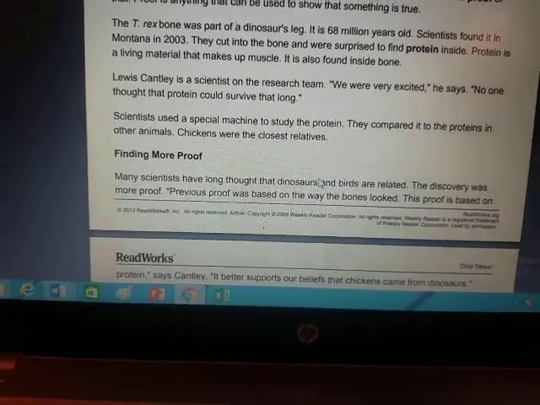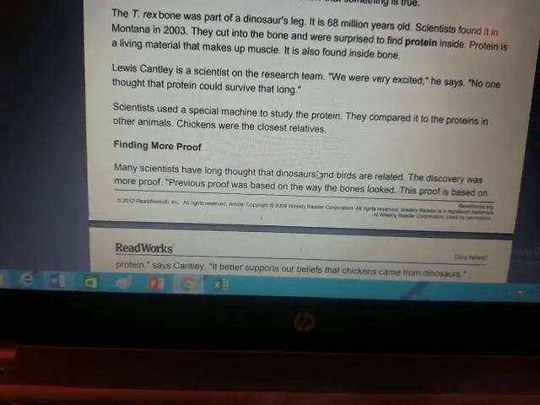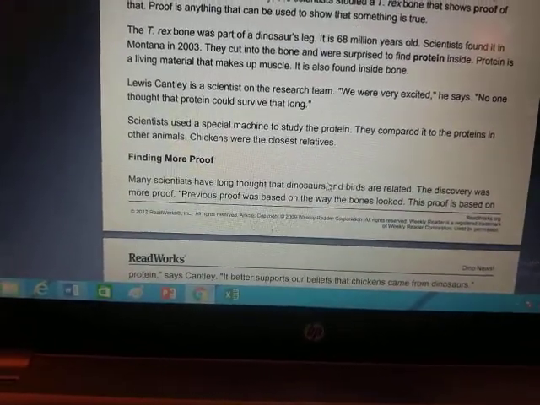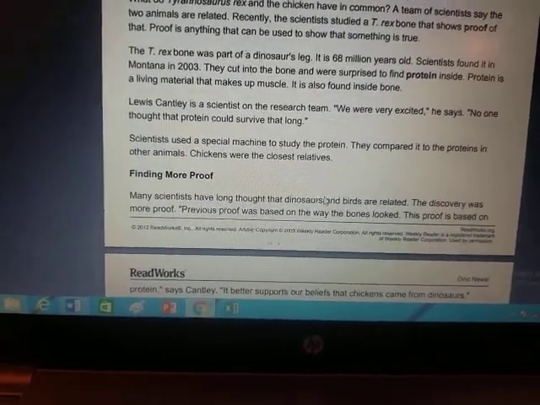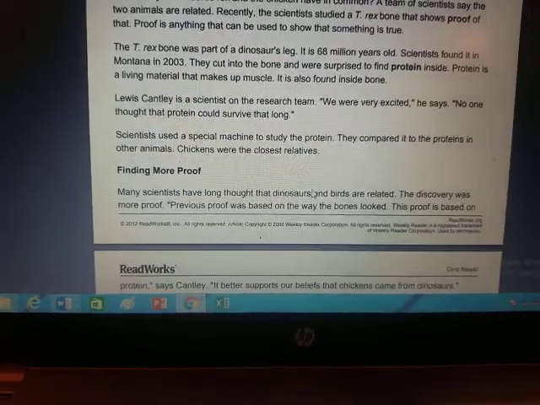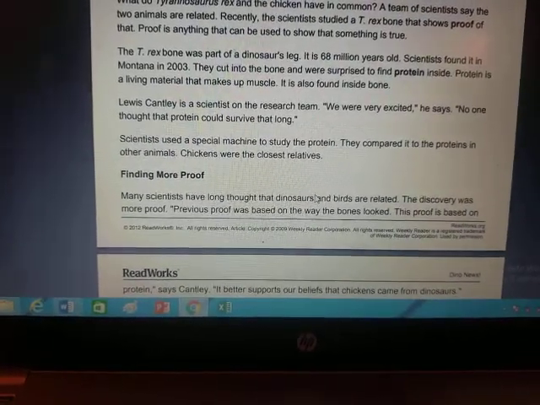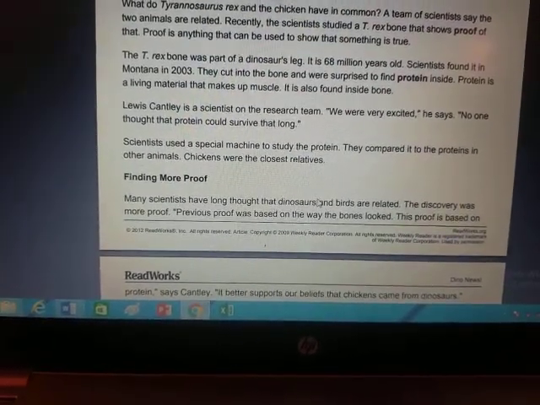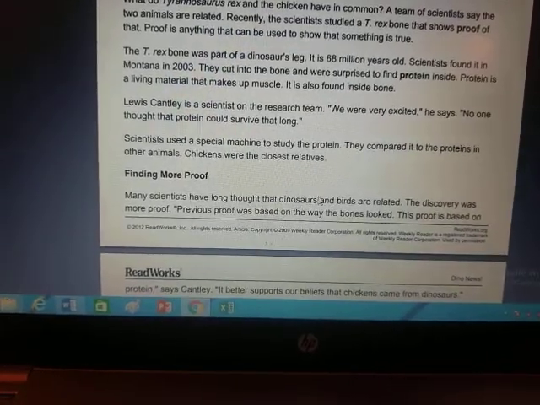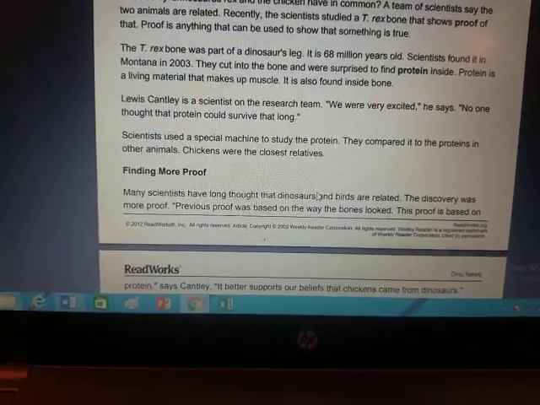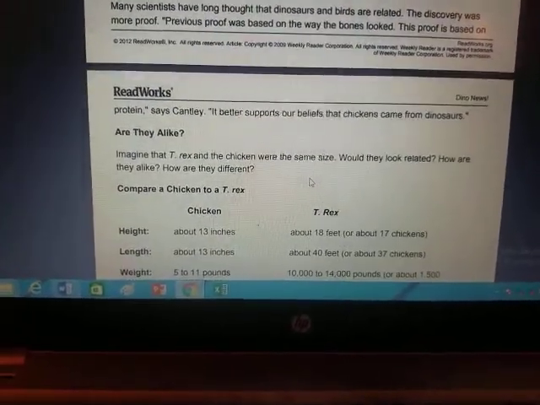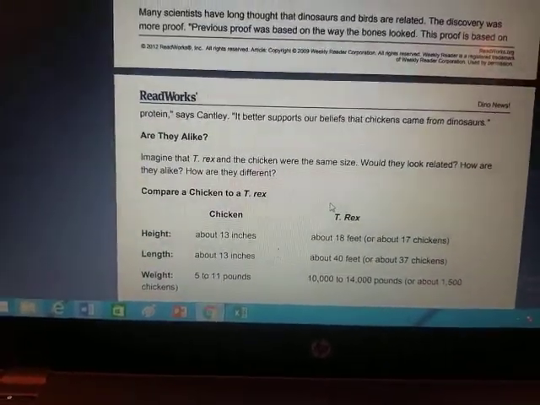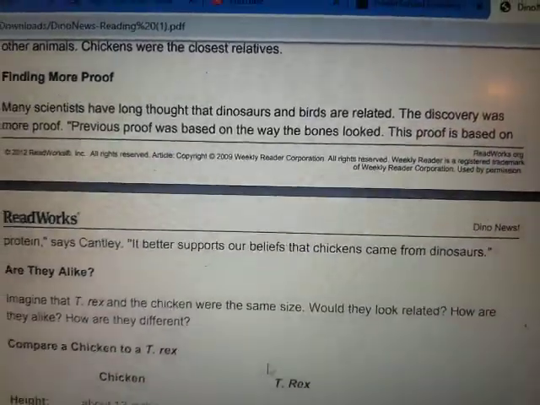Lewis Cantley is a scientist on our research team. We were very excited, he says. No one thought that protein could survive that long. Scientists used a special machine to study the protein. They compared it to the proteins in other animals. Chickens were the closest relatives. Interesting. Finding more proof up here.